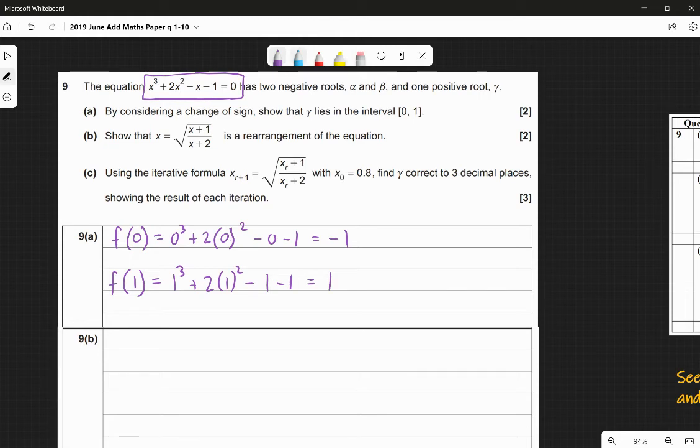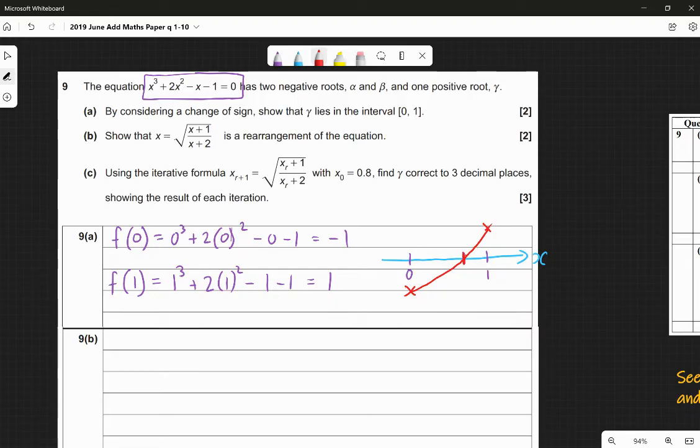So, in essence, if I drew a graph, an x-axis, and here was 0 and here was 1, and I plotted the points on the graph of y equals x cubed plus 2x squared minus x minus 1, at 0 I get negative 1. So there's my plotted point. At 1 I get 1. So there's my plotted point, which means if this is a continuous graph, then when we join up those two values, the graph goes through the x-axis, so the y-coordinate is 0, between 0 and 1.